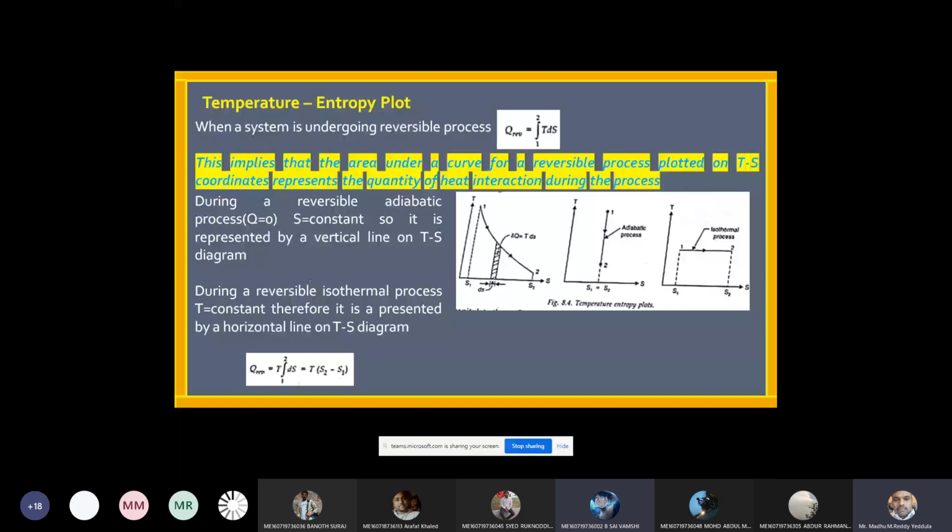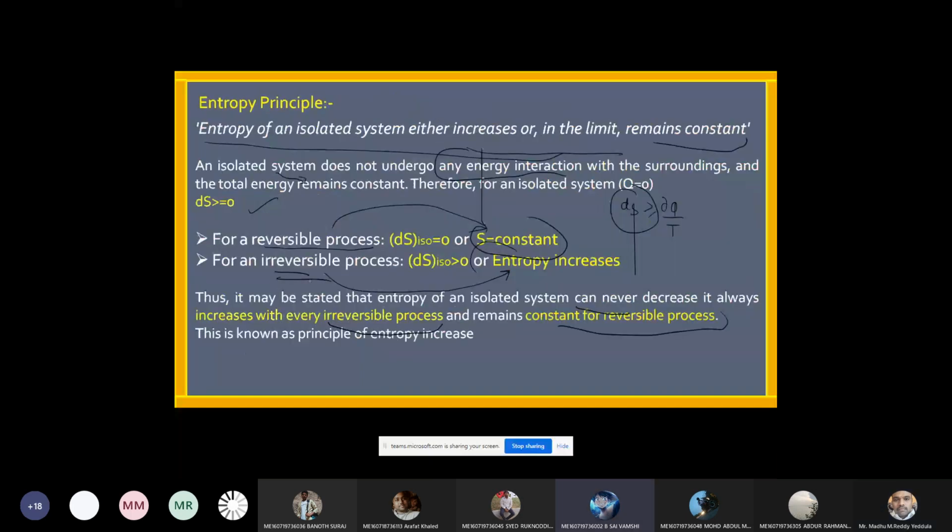For reversible process, you said in the starting reversible adiabatic process now, sir. Yeah, this is for adiabatic only again. Because if you see here, Q is equal to 0. For which process Q is equal to 0? Adiabatic only.